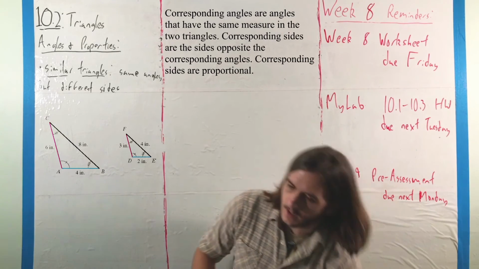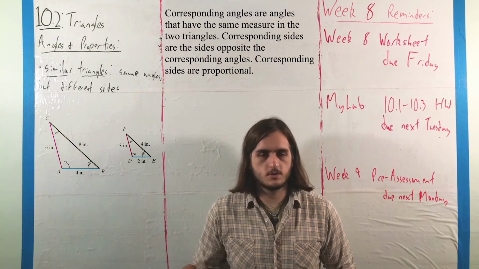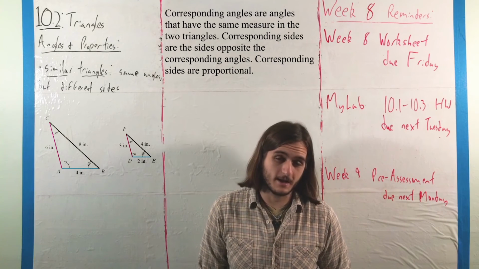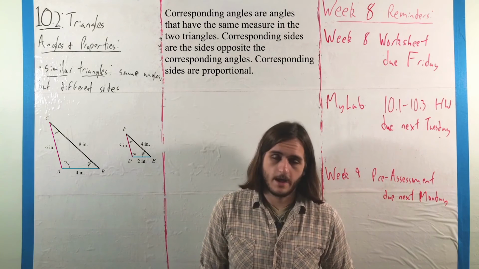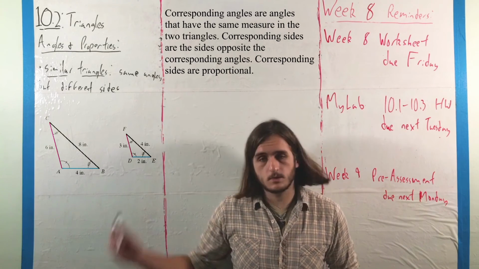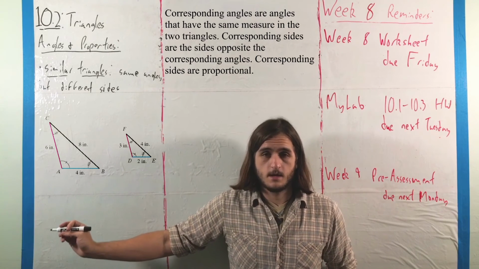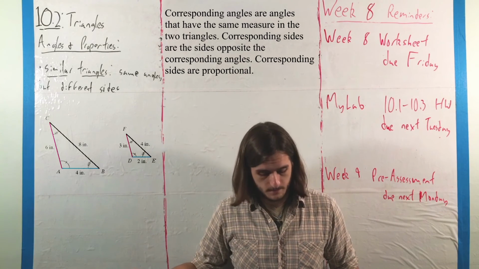Say the word corresponding too many times and you start to just lose all meaning. It's not very helpful. But the big helpful relationship here is that when we're looking at corresponding sides, like we can see on this picture here, they will be proportional.